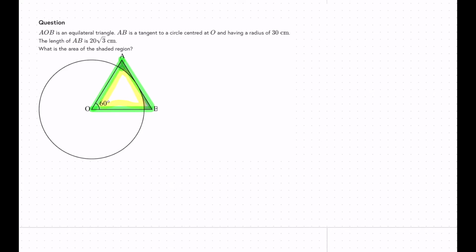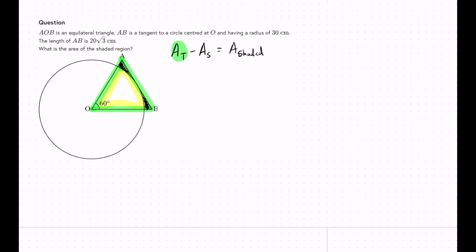And this little part in here, the shaded part, well, that's the part of the triangle that isn't included in the sector, right? So it's the area of the triangle minus the area of the sector. That's going to equal the area of the shaded part. So what I need to figure out is the area of the triangle and the area of the sector. So let's start off by looking at the area of the triangle.